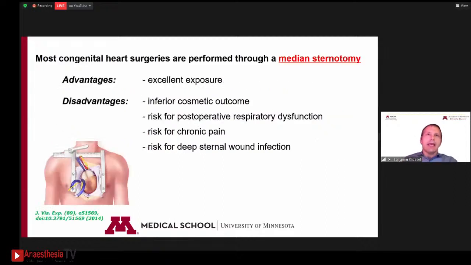Okay, so most congenital heart surgeries are performed through a full median sternotomy. That's essentially the gold standard, what we're all familiar with. Advantages: it provides excellent exposure. You have good access to all the different structures that you need to access. There are a couple of disadvantages that we accept for the excellent exposure. The disadvantages are mostly inferior cosmetic outcomes in comparison to more minimally invasive approaches. There's a risk for postoperative respiratory dysfunction due to the violation of the sternum. And there's a risk for development of chronic pain, as well as a risk for development of deep sternal wound infections.